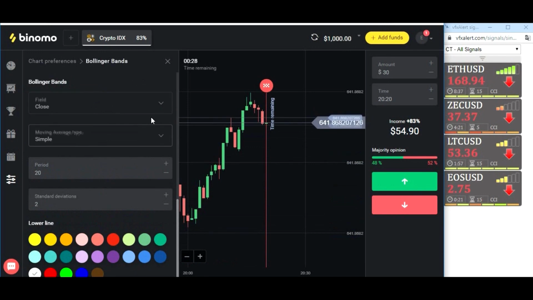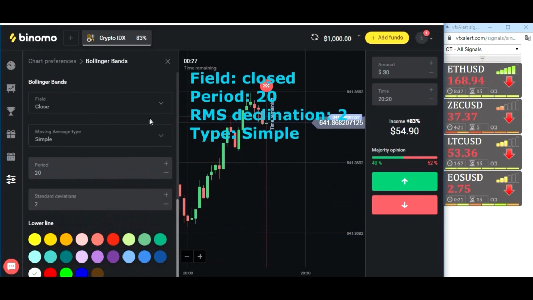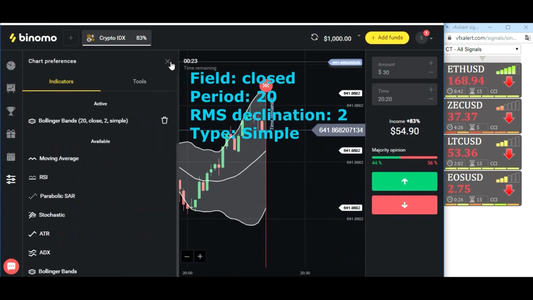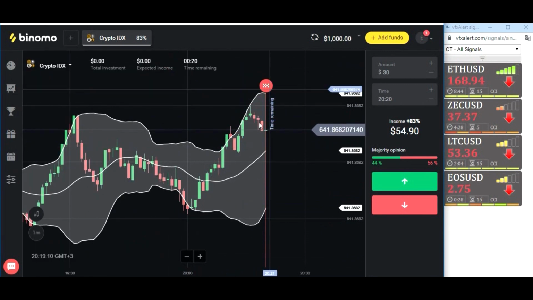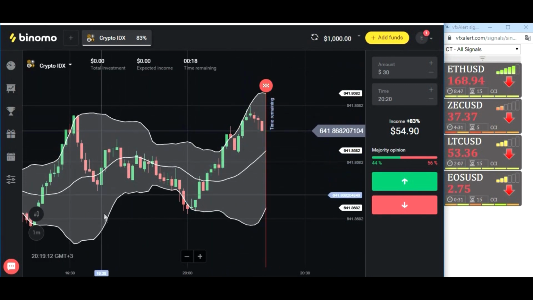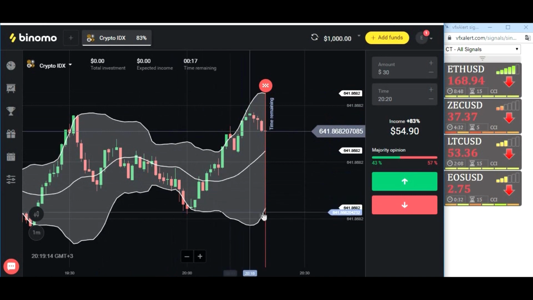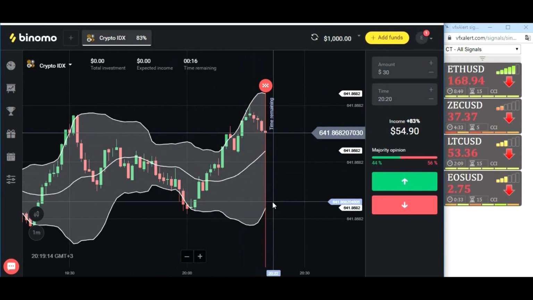7. Bollinger Bands. Settings. Field closed. Period 20. Standard deviation 2. Type simple. The tool draws lines at the opening and closing prices. This helps determine when it is more profitable to close a deal during a flat.